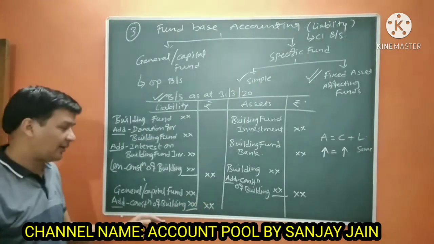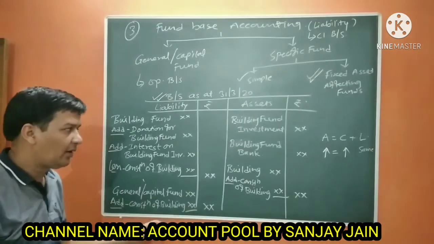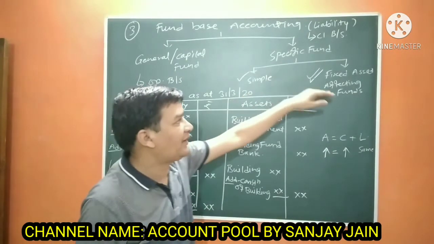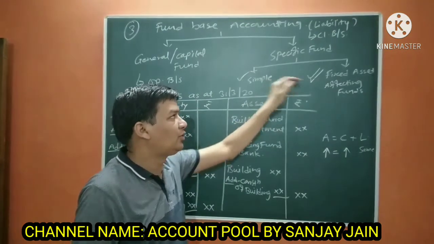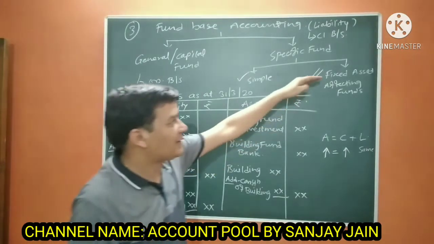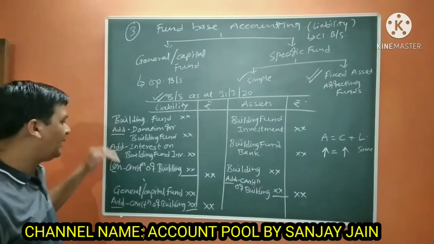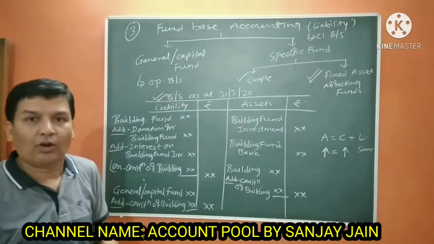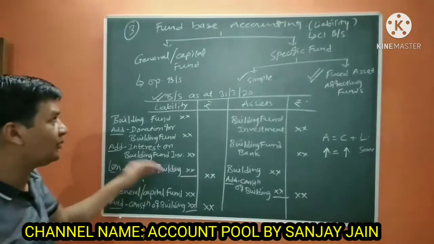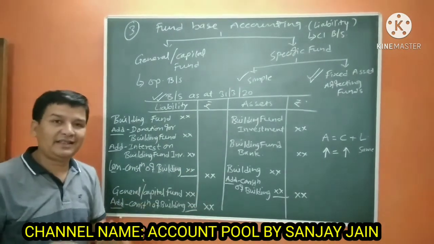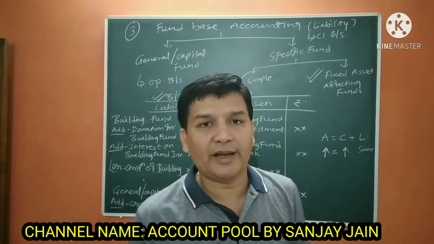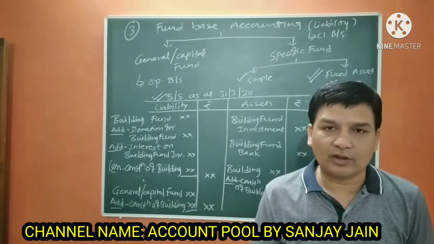For the double effect of this adjustment, this is how we are going to bifurcate the specific fund into two items. Simple funds like match fund we have already done, and fixed asset affecting funds like this building fund, it may be a pavilion fund or any other fixed asset that we are going to use in NPO. These are the three main calculations we are going to do while doing the 6-mark question of NPO.